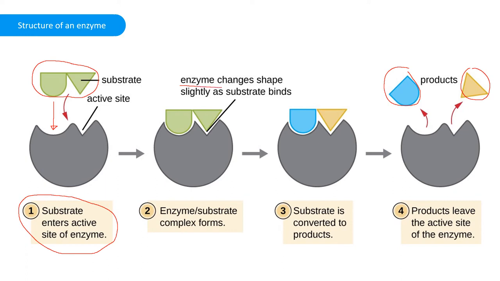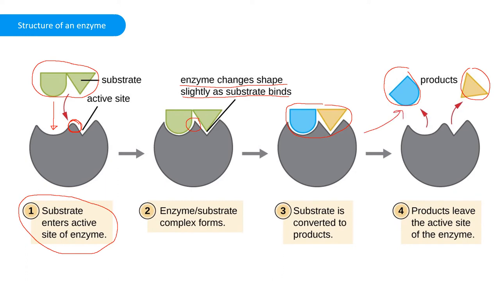The enzyme changes shape as the substrate binds. We'll come to that in a second. So you hopefully can see this little bit of an area on the enzyme here. When it binds in, it actually changes shape. There is a reason for this. And then the substrate, which would be this sort of U shape plus triangle, is converted into the product.